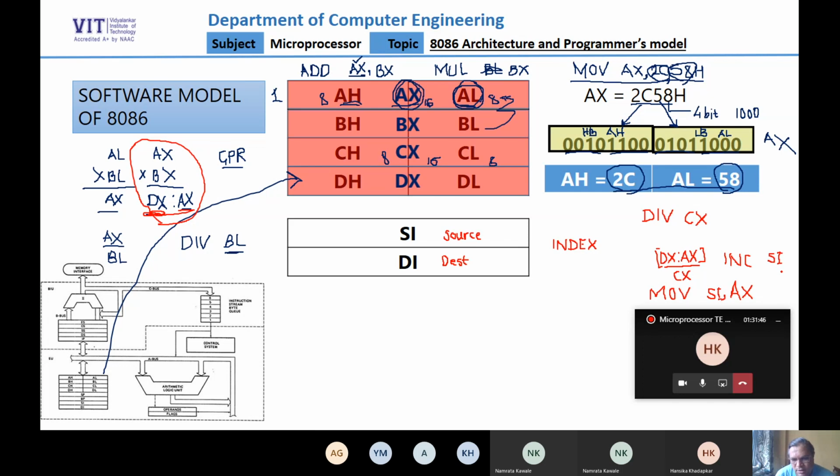So SI and DI can be used as general purpose registers in data transfer, arithmetic and logical instructions. This is one use. The special use of these registers is in string instructions. So this is very important. There is one set of instructions in 8086 which are called string manipulation instructions. So you know the string. What is a string? A string is a sequence of characters.